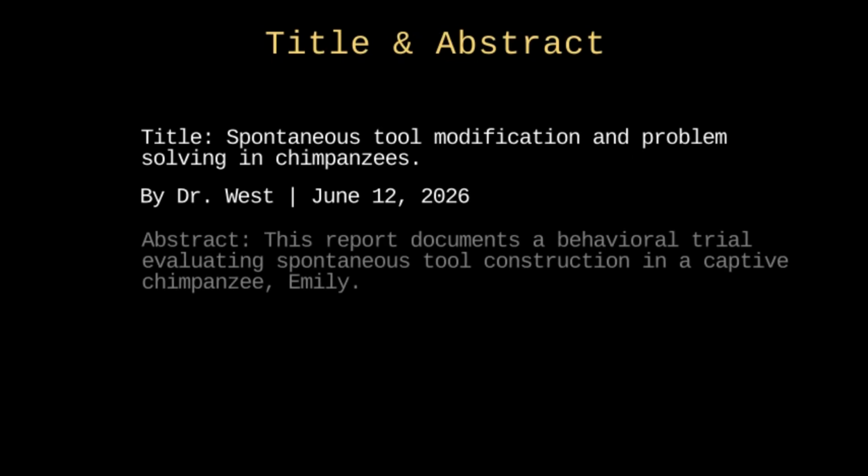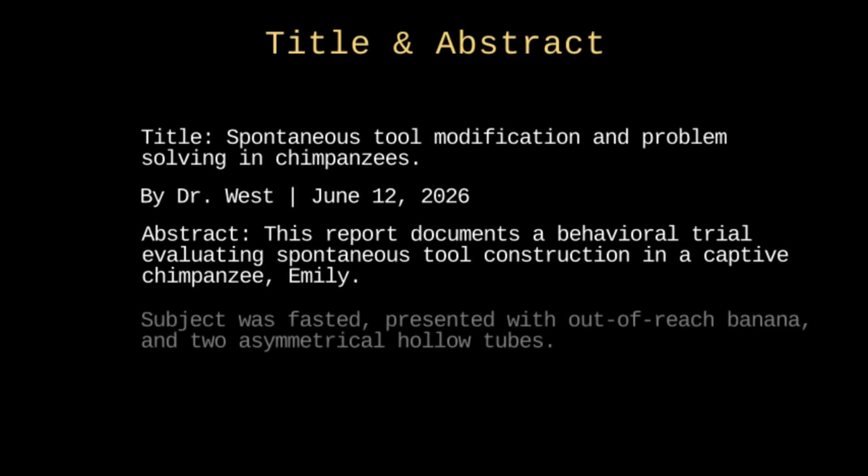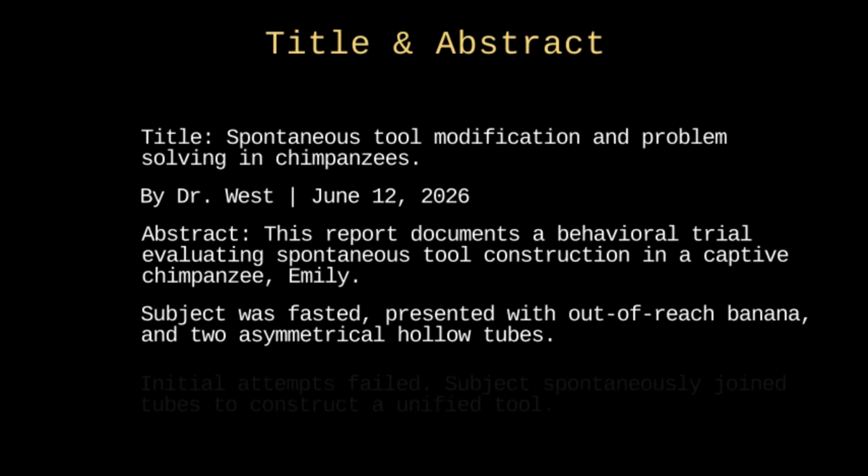Abstract. This laboratory report documents a behavioral trial evaluating spontaneous tool construction capabilities in a single captive chimpanzee. The subject, Emily, was placed in a fasted state within a testing enclosure and presented with an out-of-reach food reward, a banana. Two structurally asymmetrical, individually non-functional hollow tubes were provided as potential tools.